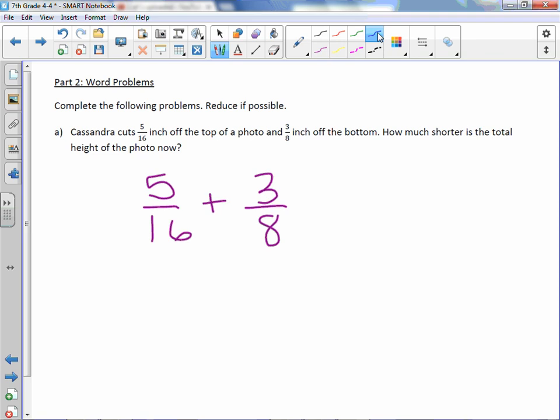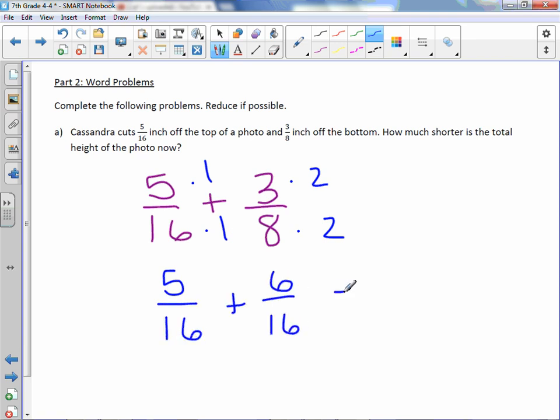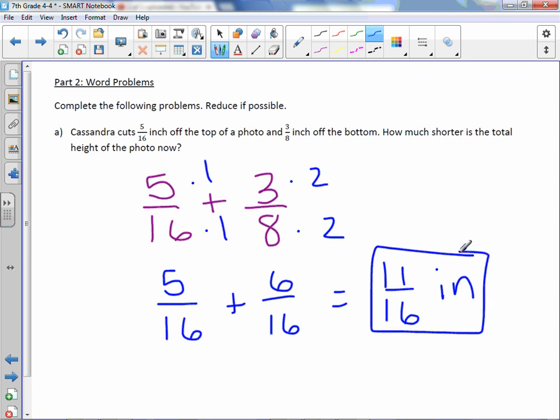We need an LCD, which in this case would be 16. So we will multiply this fraction by 2 to get 16. And this fraction, we don't need to change, so we multiply by 1. And we get 5/16 plus 6/16, which equals 11/16. And our unit is inches. Really inch, because it's less than 1. So 11/16 inch.